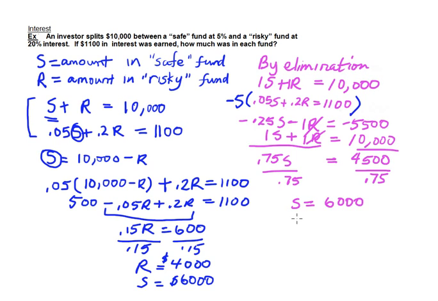Finally, to finish the problem and determine how much was in each fund, we've got S is $6,000, which is the amount that's in the safe fund, and then the amount in the risky fund, we can take 10,000, subtract off the 6,000, and we get $4,000. So if we compare the amounts that we get for each of the two methods, we do get the same results, although the order in which we find the two variables is reversed.